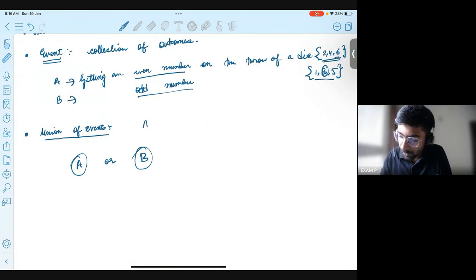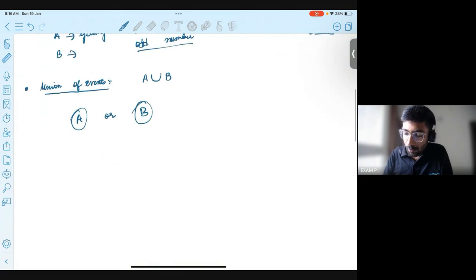So union of events is shown as this: A union B. This is the sign of union. So either A has occurred or B has occurred. That is what it means. Formula wise, there is a formula which you don't need to be introduced right now, but either A has occurred or B has occurred or both, anything. So that will consist of union of events.